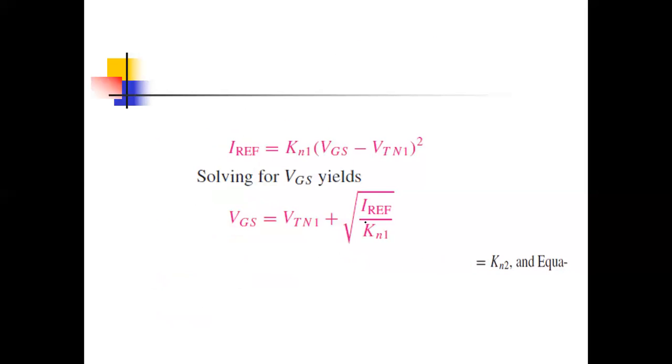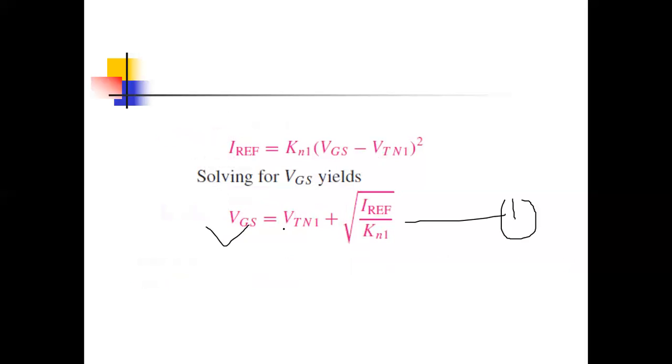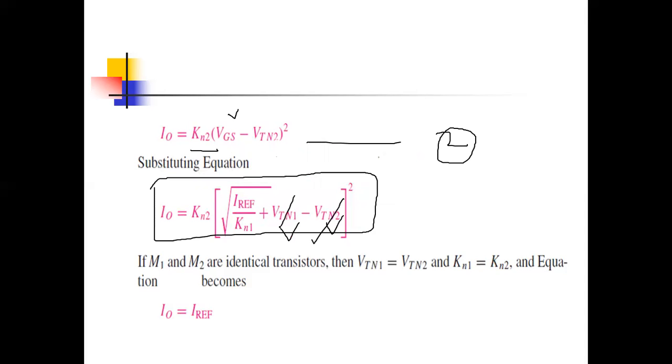So what will we do? This is equation 1. Put the value of VGS from equation 1 into this equation 2. Kn2 is same. Now the value of VGS was Vtn1 plus root of I reference upon Kn1. So it is root of I reference upon Kn1 plus Vtn1 minus Vtn2, whole square. Now again, as per the current mirror rule, both currents should be same, I naught and I reference. That is the caution in your mind. But for the ideal, identical case, the threshold voltages are equal. If this is equal, this will be cancelled out.